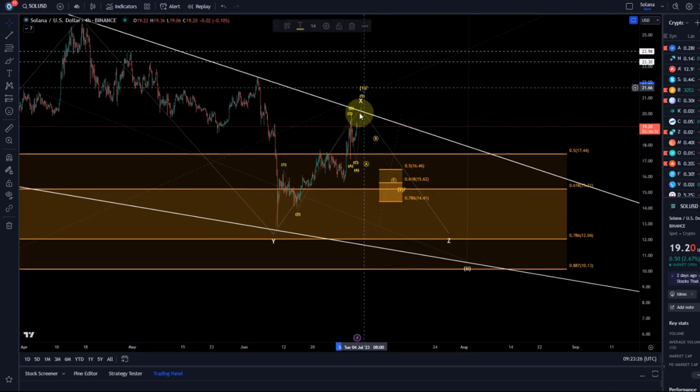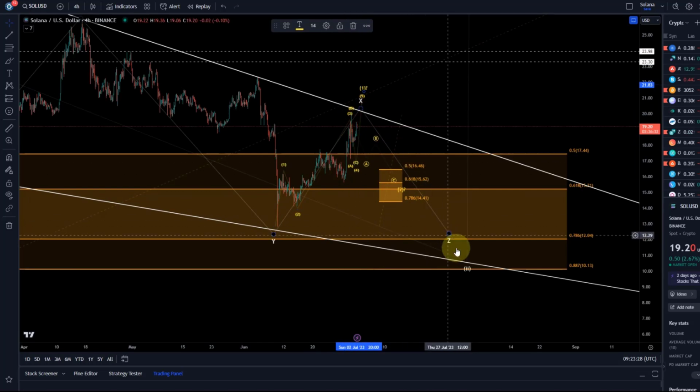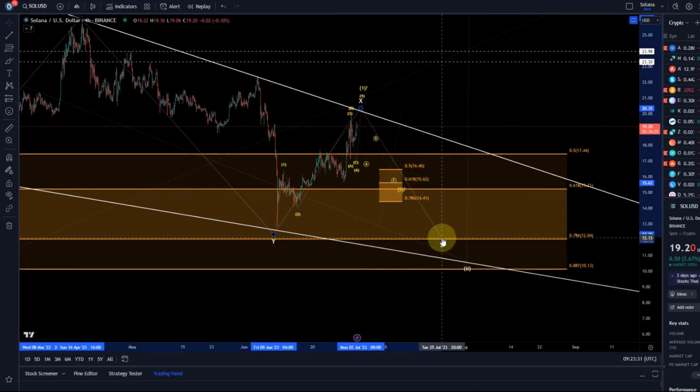Now, the idea is currently that if it comes down lower and follows a Z wave to the downside here, support will be between $10 and $12. It should certainly go below the Y wave, which was at $12.70.